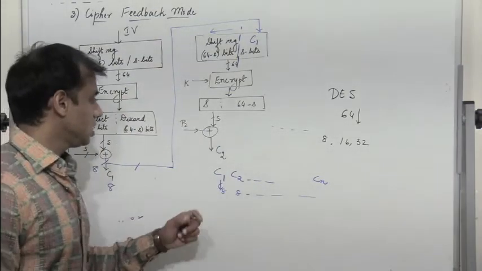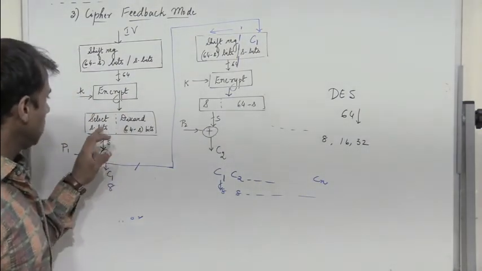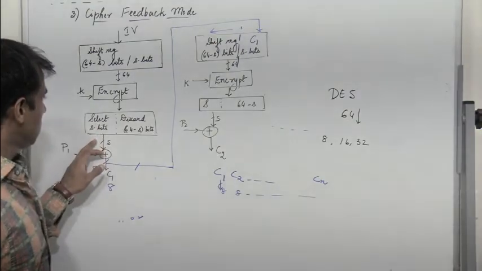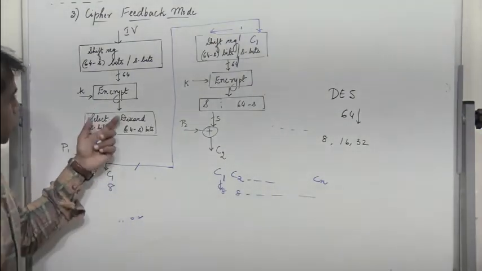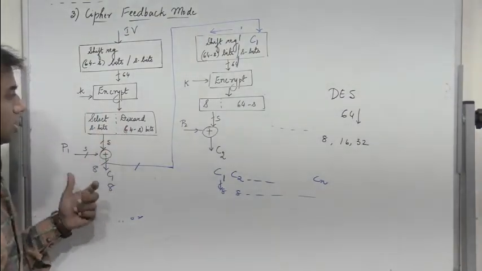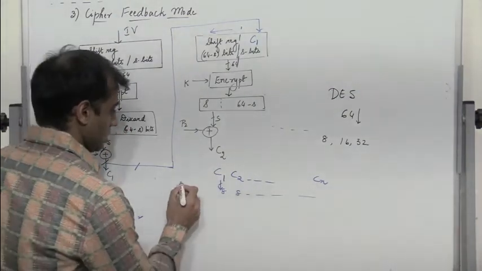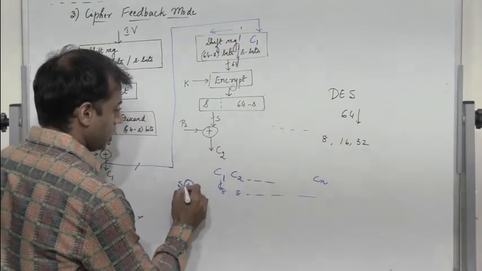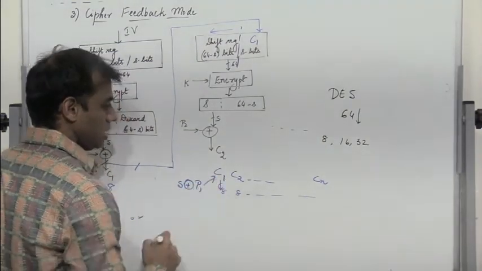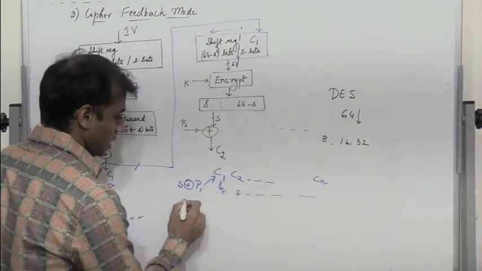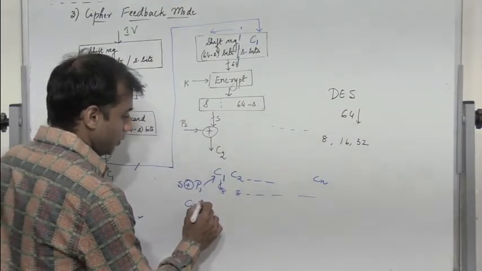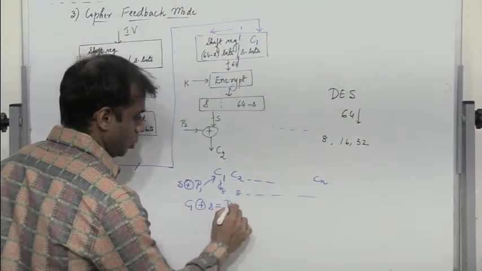Now how did we get C1? We got C1 by XORing the S bits, which is the output of the encryption block, with P1. So S XORed with P1 gives me C1. Now during the process of decryption I have C1. So if I XOR this with S, we get P1.